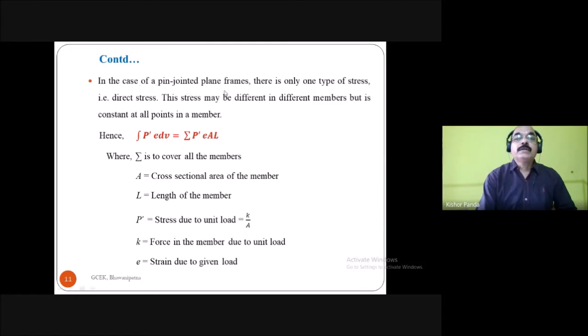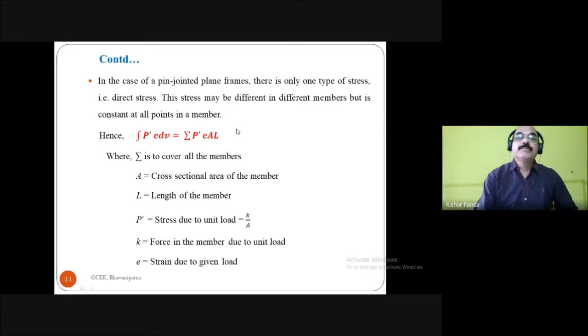In the case of a pin-jointed plain frame or pin-jointed plain truss, there is only one type of stress, that is direct stress. You will find out the direct stress because the axial force is transmitted through the members. So you have to find out the axial force in the members, that is your direct stress. This stress may be different in different members, but is constant at all points in the member.